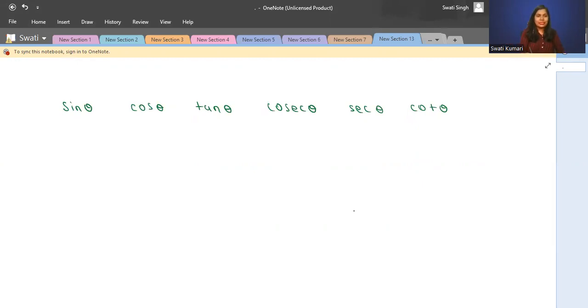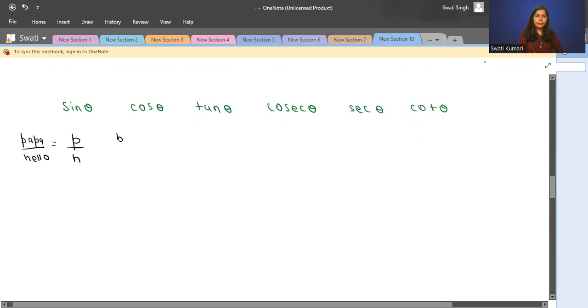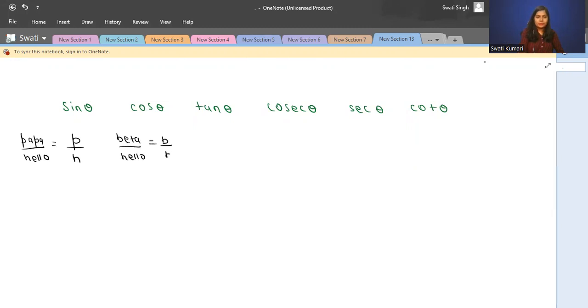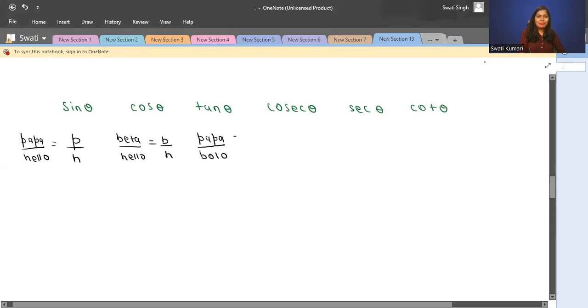So that is going to be sine theta will become P upon H. And this is nothing but Papa Hello. Okay. So maybe my international followers will also understand this. So it's Papa Hello, and then it's Beta Hello. Okay. And what are the first words? B and H. So the formula is B upon H. And then we have Papa Hello, Beta Hello, and then Papa Bolo. And Papa Bolo is same as P upon B.